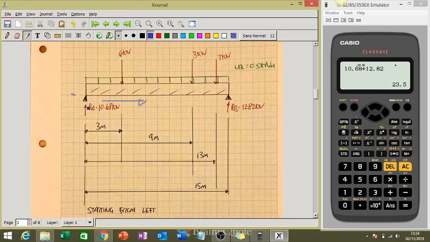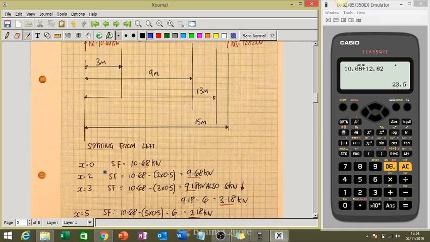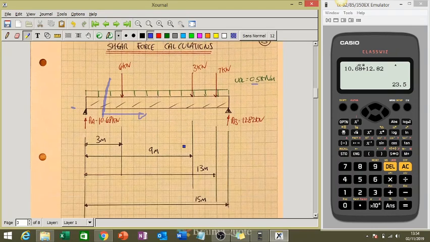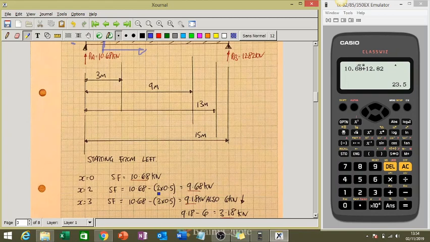So I'm starting off at x equals 0. Ignore this for now. X equals 0. All I can see is 10.68. That's my first point. I'll then come in to x equals 2. So all I can see at x equals 2, which is here somewhere, is that force coming up, and I can see 2 meters worth of this UDL.